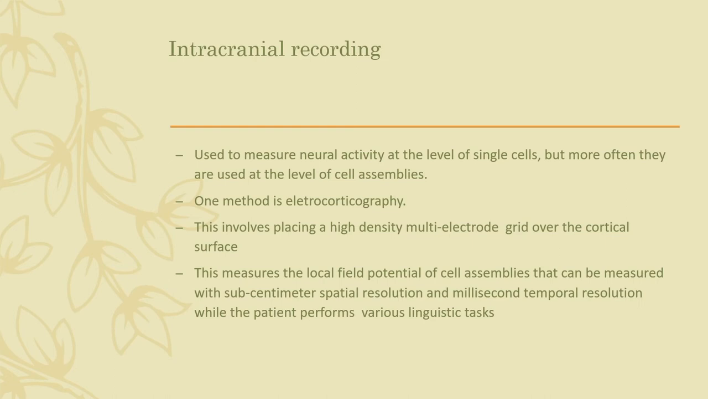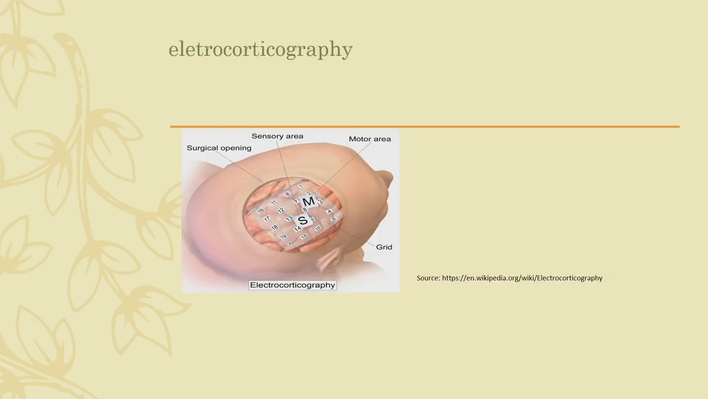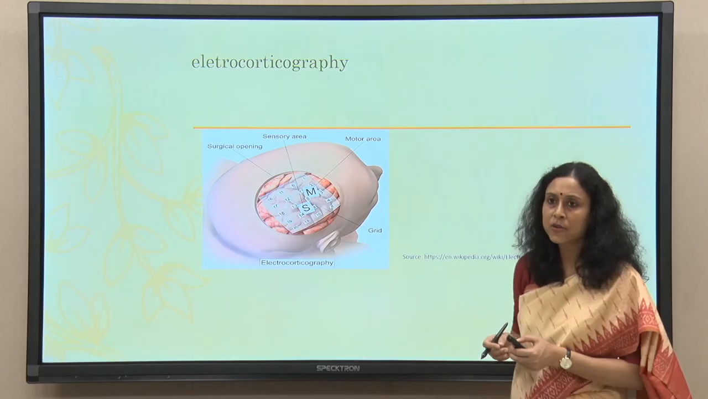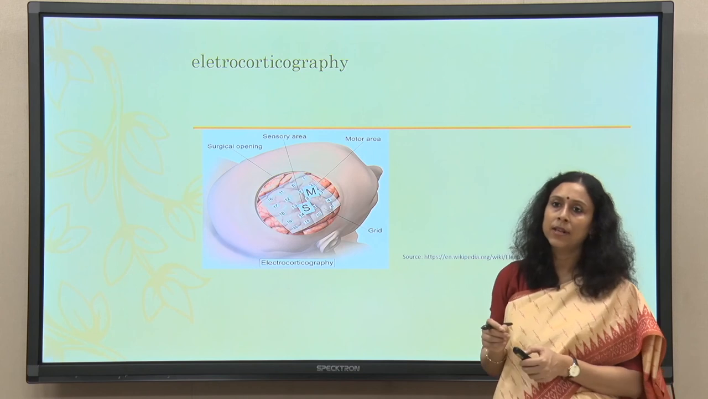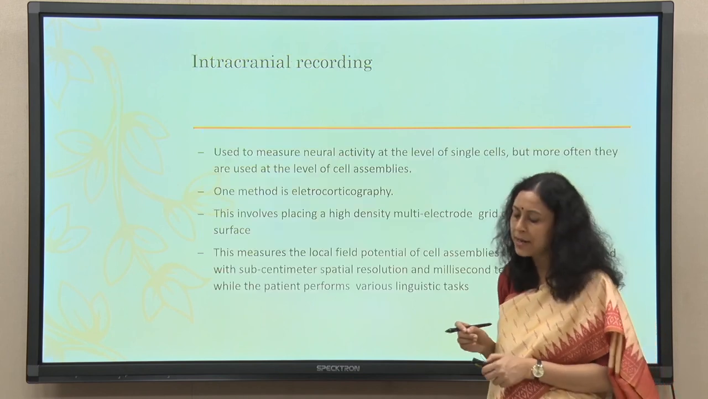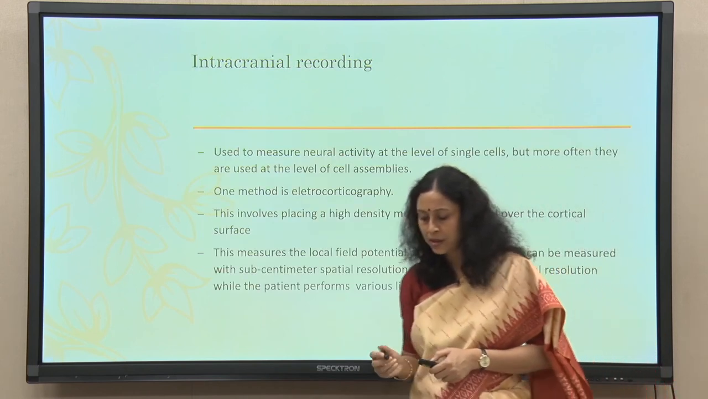One method is called electrocorticography. This involves placing a high density multi electrode grid. This is how it looks in the exposed cortex in a very tiny area. This is a representative picture, not a real human. So, in the exposed cortex in a very, very tiny area, there will be a grid of electrodes that is placed, and that picks up the signals.